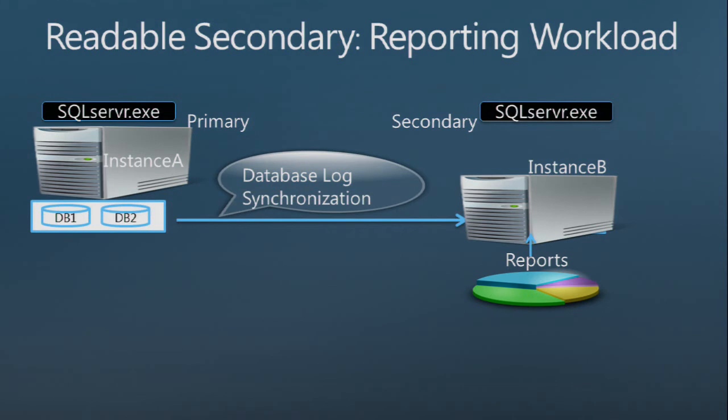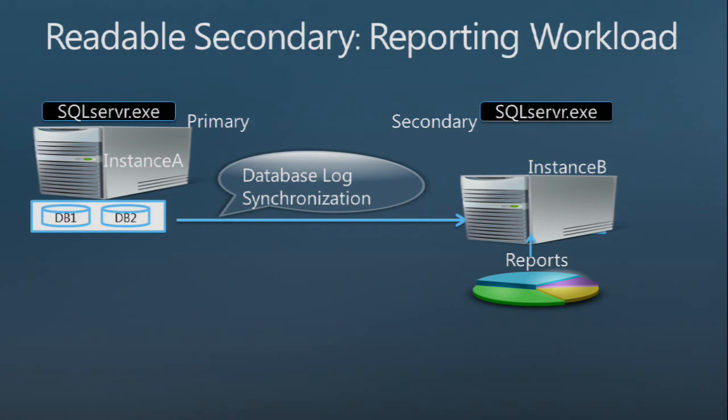We expect it to be within a few seconds. But if your reporting workload cannot tolerate any data latency, then you have no choice but to run on the primary replica. But as we have seen with the majority of reporting workloads, they can tolerate some latency. So it makes perfect sense to run that reporting workload on the secondary replica.